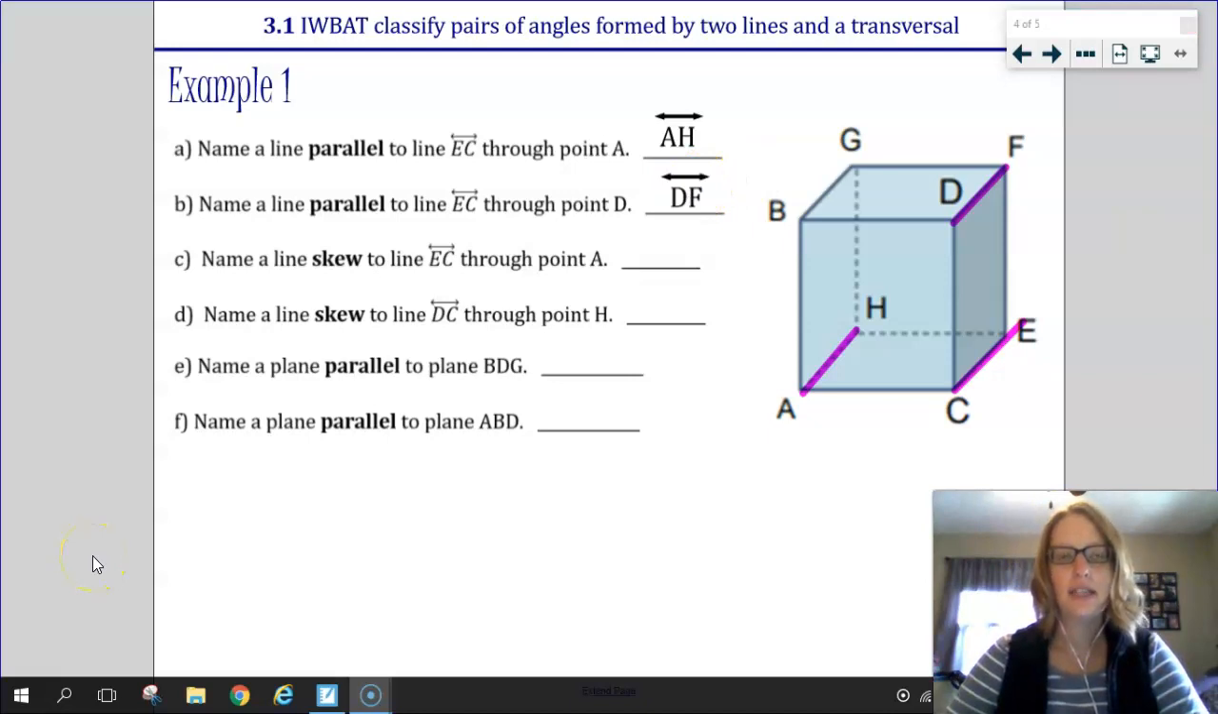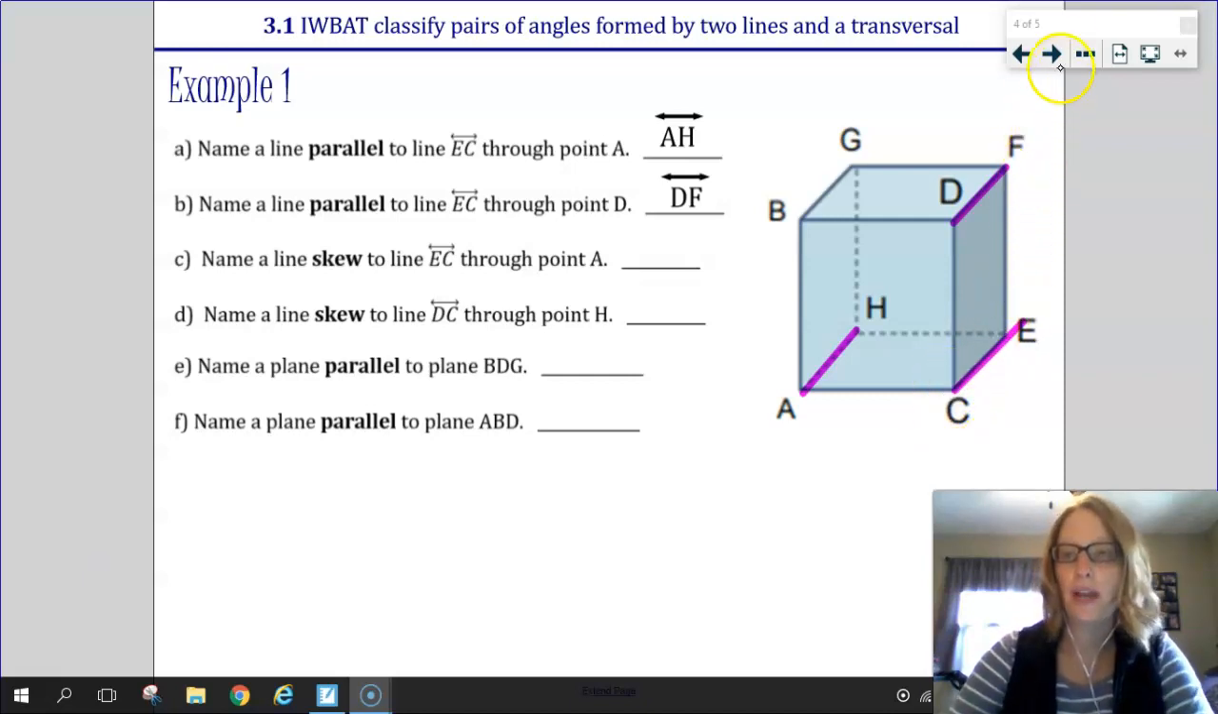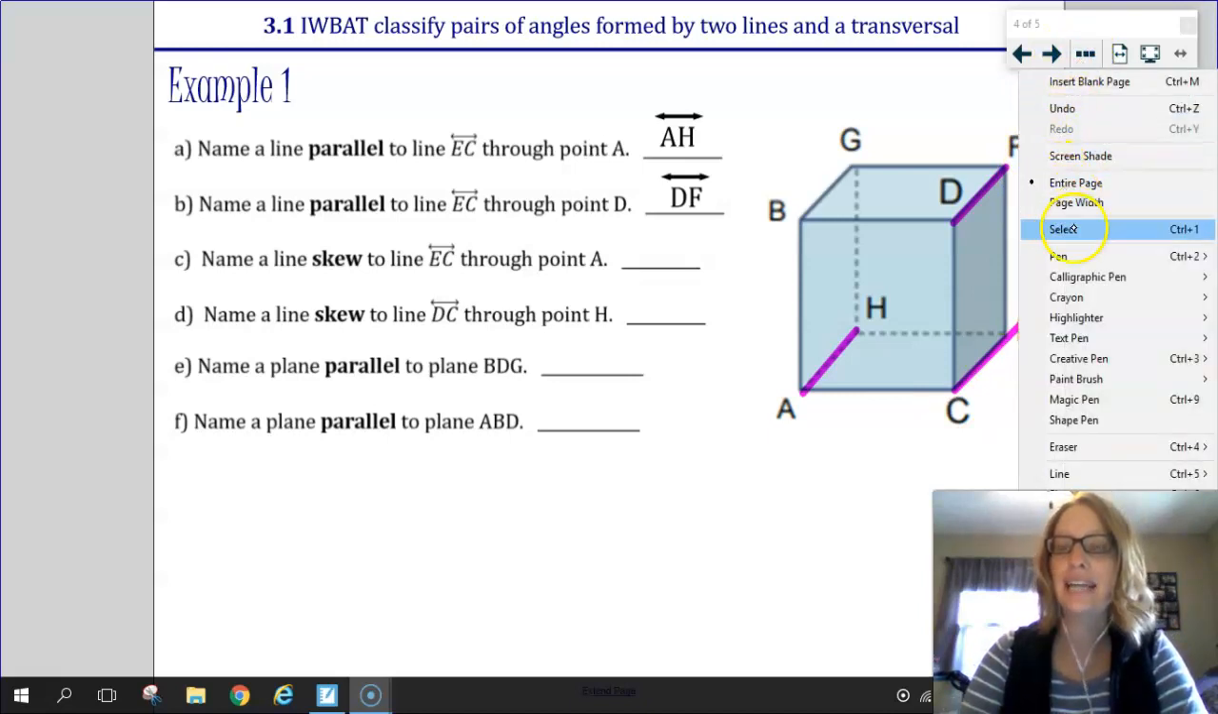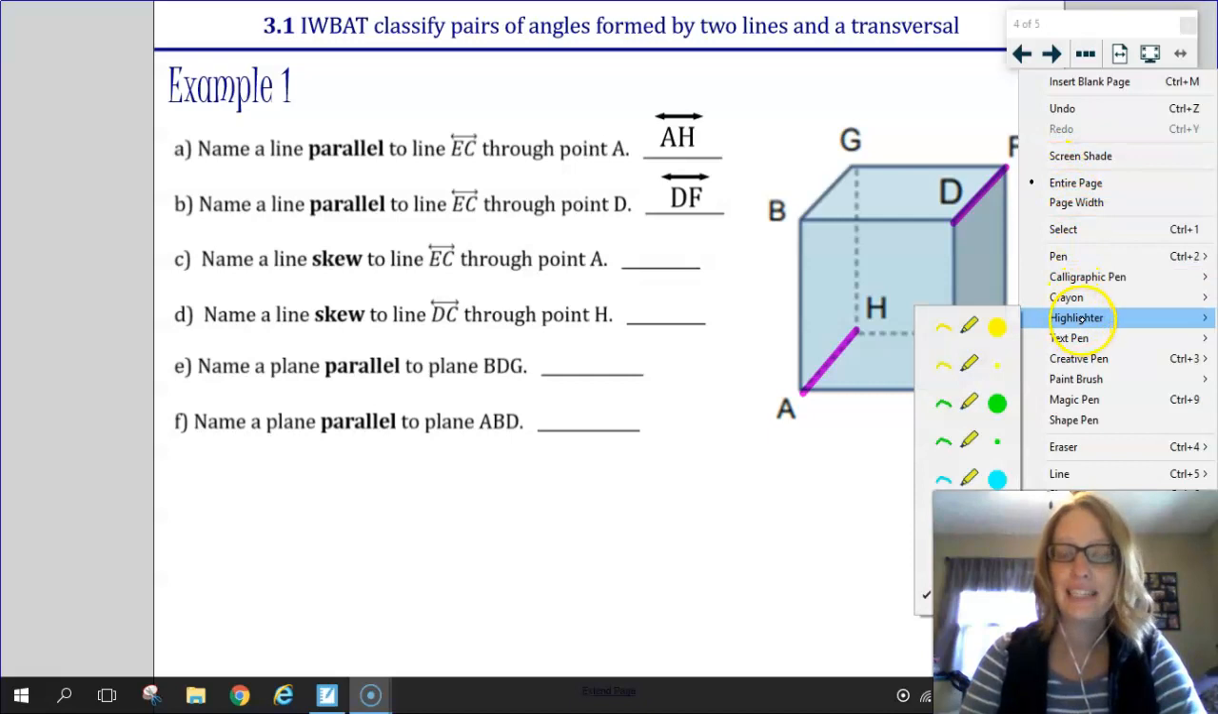Next, let's take a look at example C. Name a line skew to EC through point A. So we already have EC highlighted in purple. Now we're looking for a skew line that goes through point A. Remember, a skew line needs to be one that is not in the same plane as EC and does not intersect it. So I'm going to highlight in green.